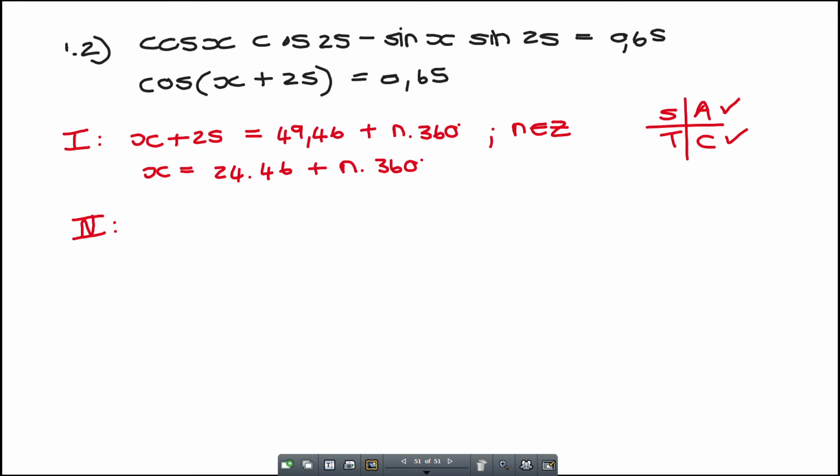Okay, now quadrant 4, onthou hierdie eerste deeltjie bly net so, x plus 25. Quadrant 4 is actually 360 minus my reference angle of the 49,46. Nog steeds plus n mal 360. Okay, so I'm going to write this all in one. So you would first say 360 minus the 49,46. And after you have that answer, we take the minus 25. Nee? Or take the 25 over and it becomes minus 25.